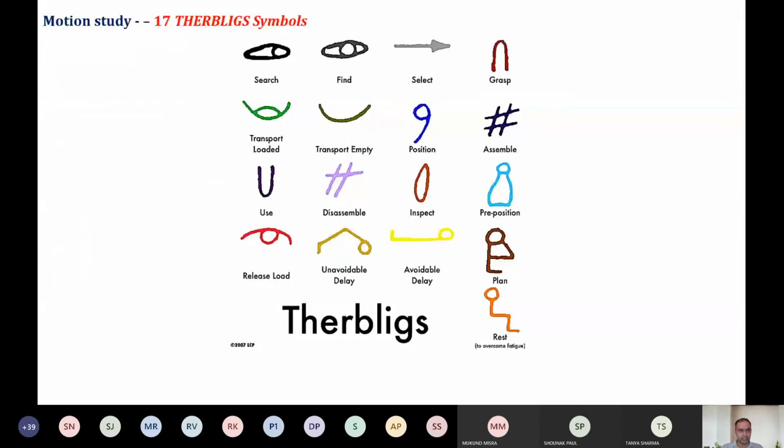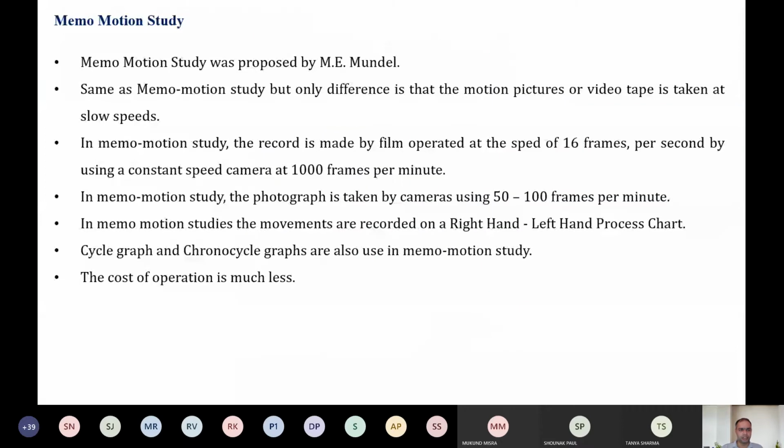So this is how they did it. The next study is called memo motion study, also called macro motion study. It was proposed by Mundel. What is the difference between the two studies, micro and macro? The only difference is the recording.